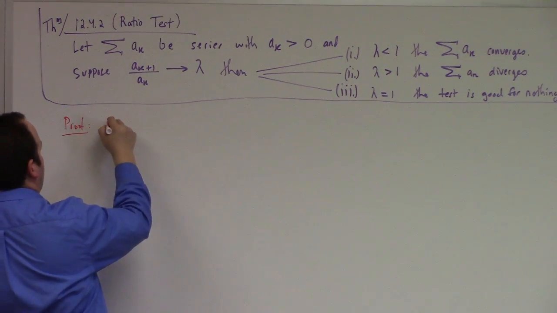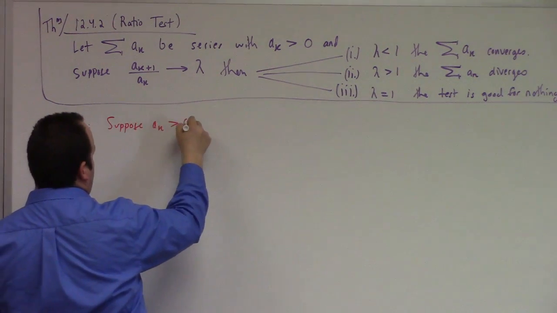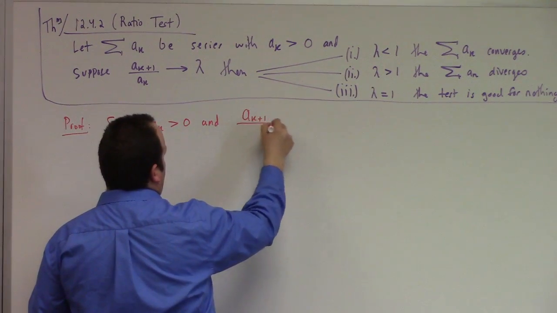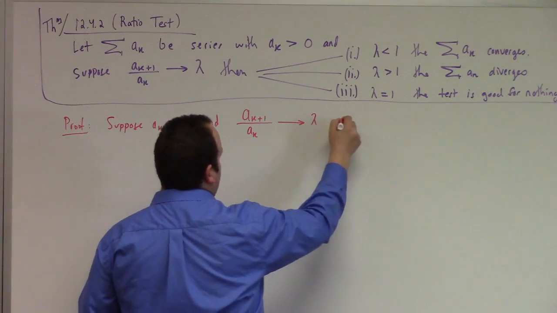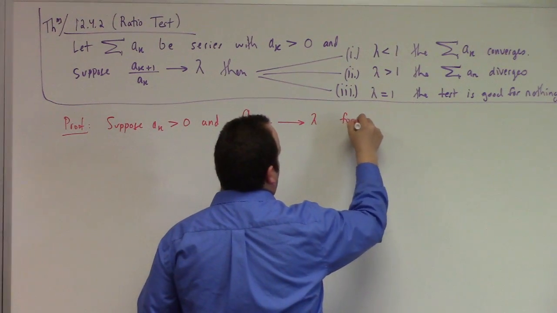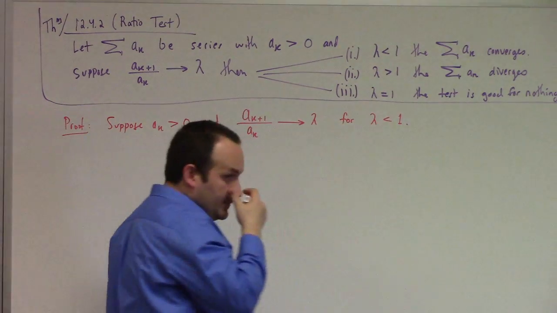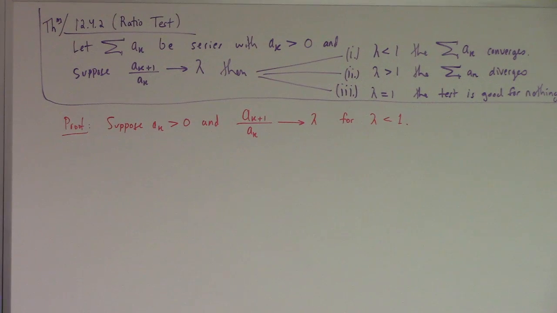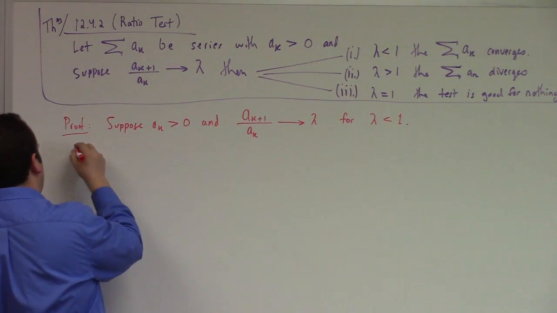Let's suppose a sub k is greater than 0, and the quotient a sub k plus 1 over a sub k tends to lambda for some lambda less than 1. Okay? And okay, so we're going to play the same game again.